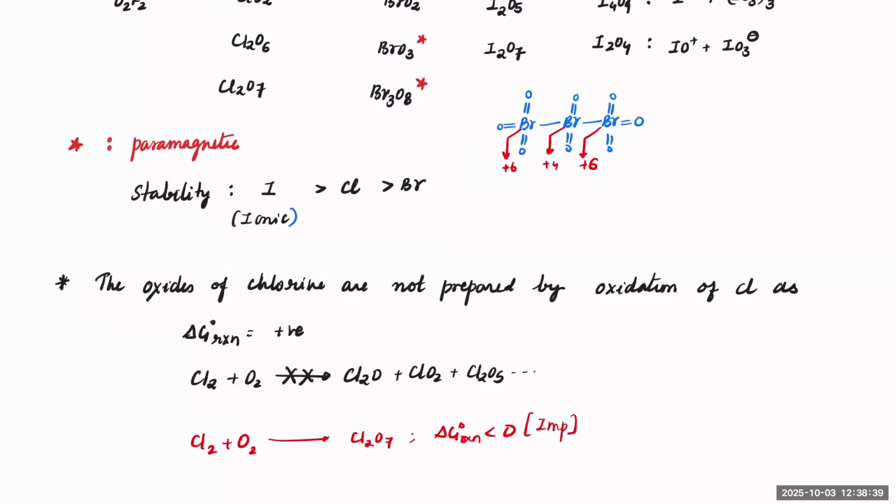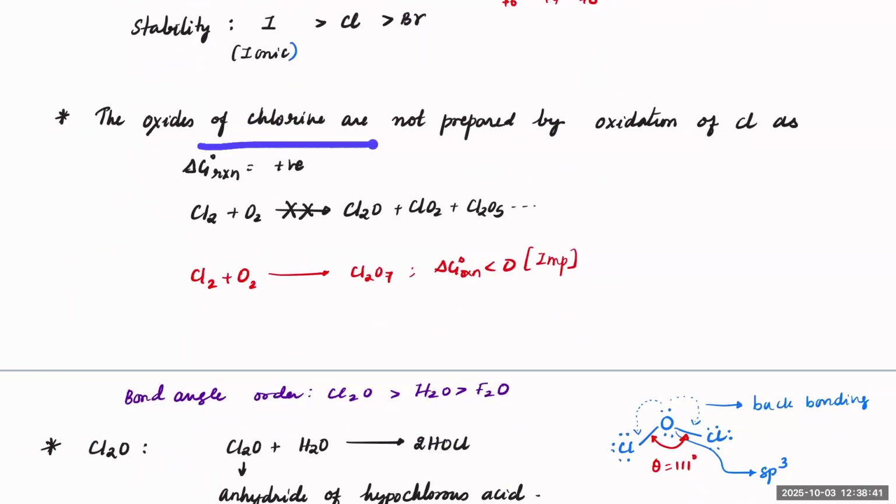Now, oxides of chlorine are not prepared by oxidation of chlorine. That means if I take Cl2 plus O2 and you're expecting some oxides to form, that is not easy. Reason being, the delta H of the reaction is positive here. It is non-spontaneous. The only spontaneous reaction with chlorine is the Cl2O7 formation. Clear, beta? Rest all are found to be non-spontaneous.